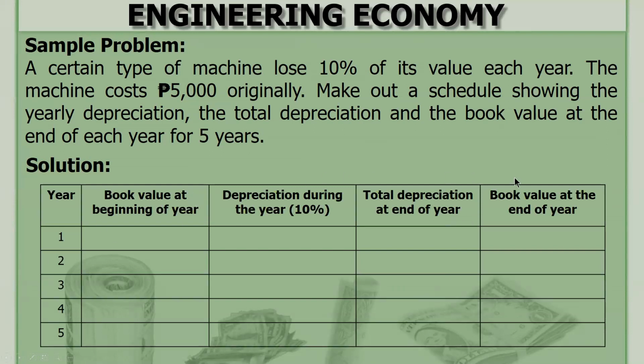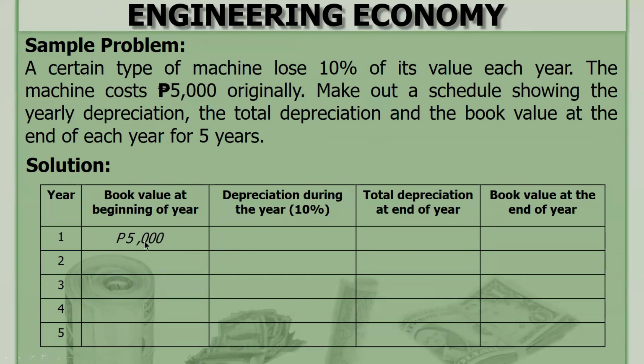So from the usual table, we add this one, total depreciation at end of year. Okay, let's start. For year 1, the beginning of year 1, the value is 5,000, the first cost. And then the rate of depreciation is 10%. It's given that the machine loses 10% of its value each year. So this is the rate of depreciation.